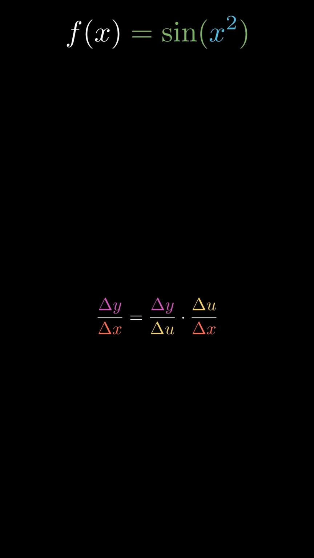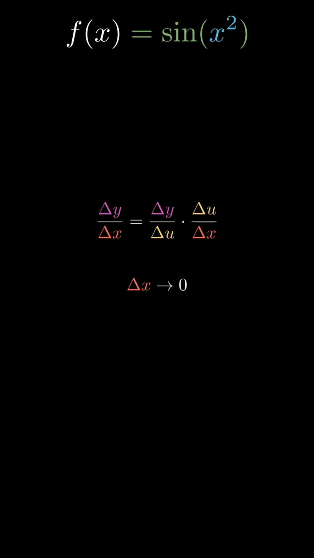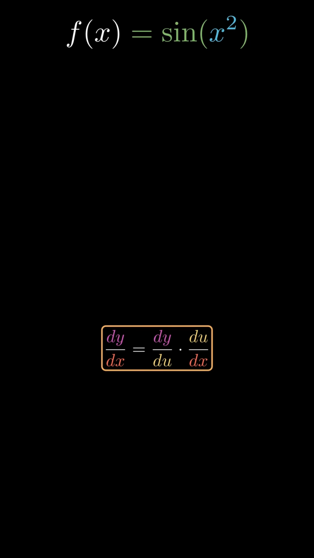So far we've described finite changes. Now let those changes approach zero. As delta x approaches zero, each ratio approaches its corresponding derivative. The result is dy by dx equals dy by du multiplied by du by dx. This is the chain rule.